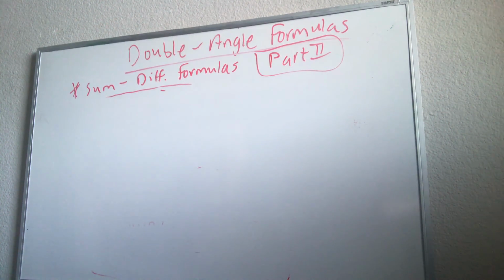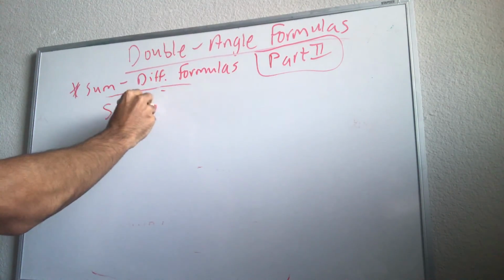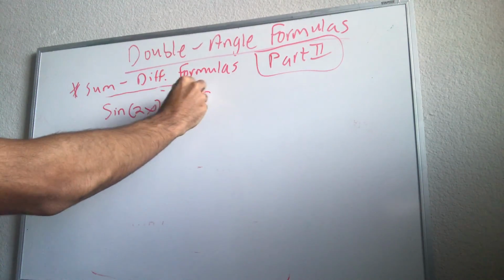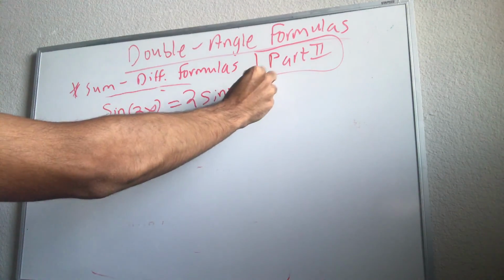So this is double angle formulas, sum, difference formulas part 2. Here I will be going over the double angle formulas. Again, those are really just being derived from the sum and difference formulas. So going over the first one, we have sine of 2x. Sine of 2x is equal to 2 times sine of x times cosine of x.